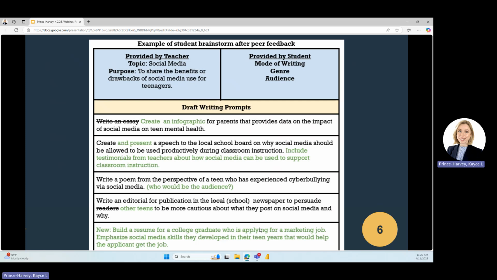So if the student is having to intentionally brainstorm their mode of writing, their genre, and their audience, and then receive targeted feedback from that brainstorm, can it help to ensure that the focus of the writing is clear, that the tone is appropriate for the audience, before we have to take out that red pen and give those same pieces of feedback over and over again?